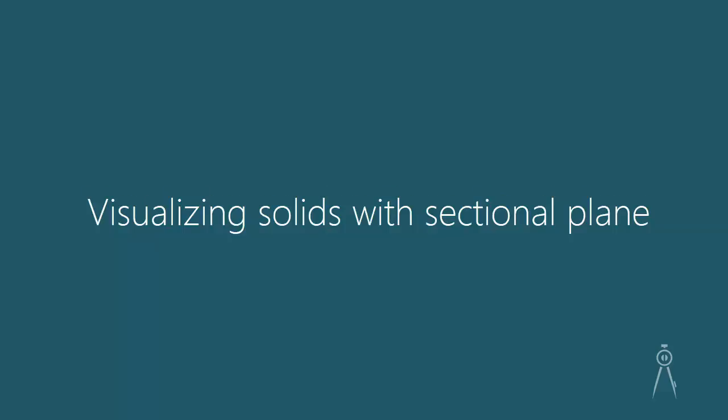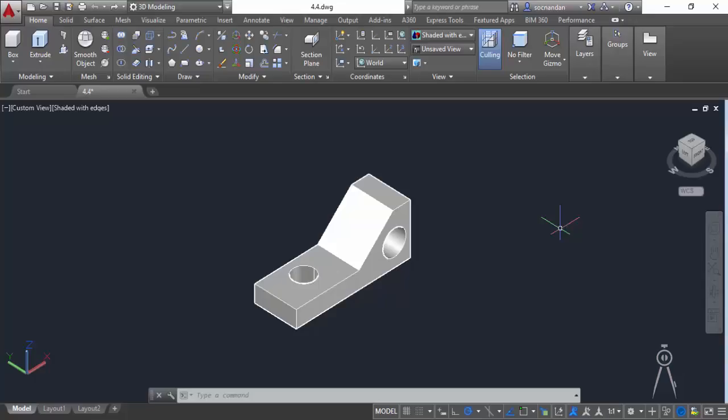In this lesson, I'll tell you about visualizing solids with the help of section planes. So right now here we have this 3D geometry, and in order to see a cutaway part of this geometry, we can use section planes. For using section plane, go to this section panel and click on this section plane button.